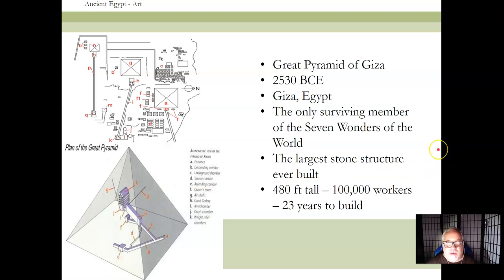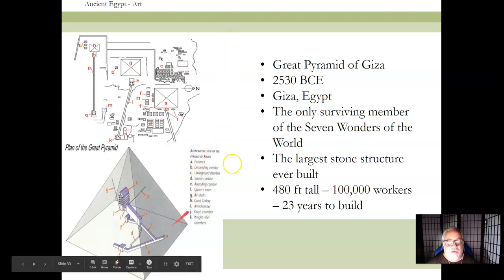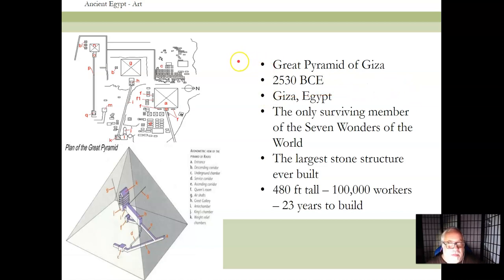So this idea that, now, slaves probably moved the rocks from point A to point B, don't get me wrong. I'm not saying no slaves were involved, but the idea that slaves or the aliens built the pyramid is also stupid.